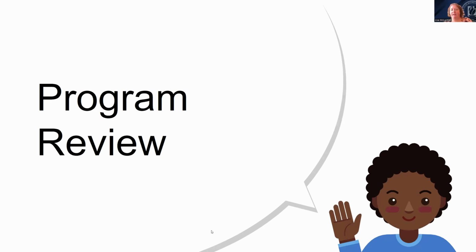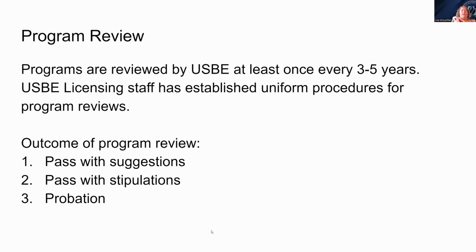Cool, let's move on. Program review. We're just going to do kind of a 35,000 feet view on program review because we're in a transition period right now. But in R277-303, I believe, it says that the superintendent will periodically review programs. For APPEL programs, we're aiming to do them every 3 years, but it may be up to 5 years. So we have established uniform procedures for reviewing programs. The caveat is that the procedures we established for the last 4 years are changing, and we don't have new procedures established yet.